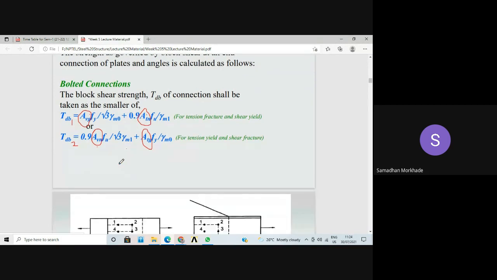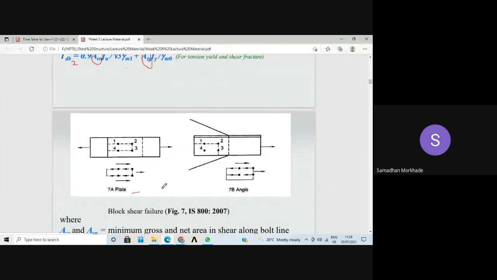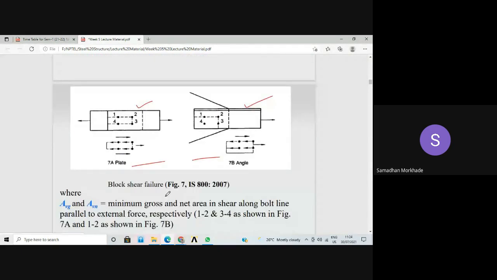So this is about block shear, and these are the probable failures. This is for the plate, and this is for the angle sections. Here are the diagrams given in the IS code for the block shear failure. This is plate, this is angle sections.